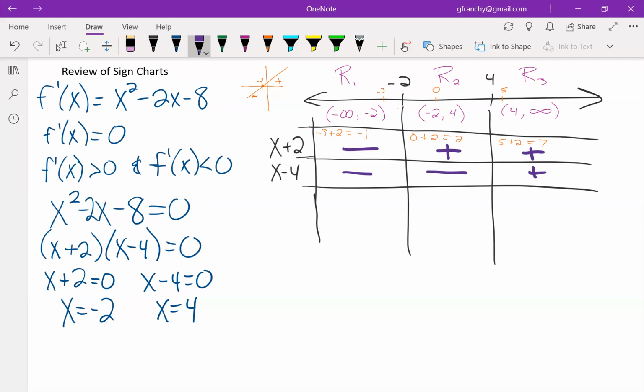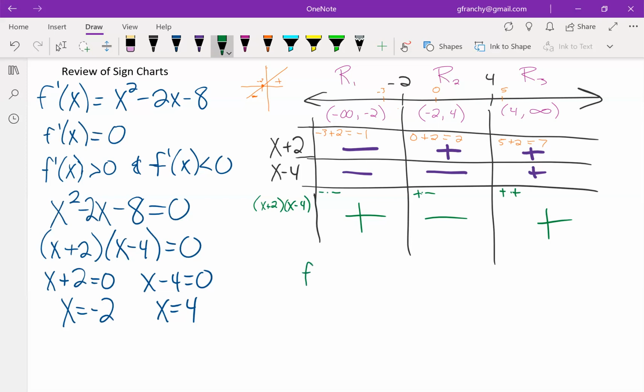After we have that, we can go ahead and put these back together. So x plus 2 times x minus 4, this is going to be a negative times a negative. That's going to give us a positive value there. This is going to be a positive times a negative. That's going to be negative. This is going to be positive times a positive. That's going to be positive.